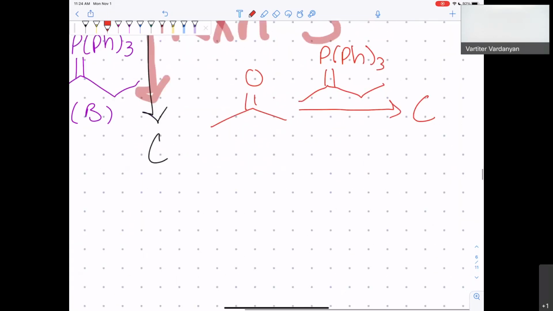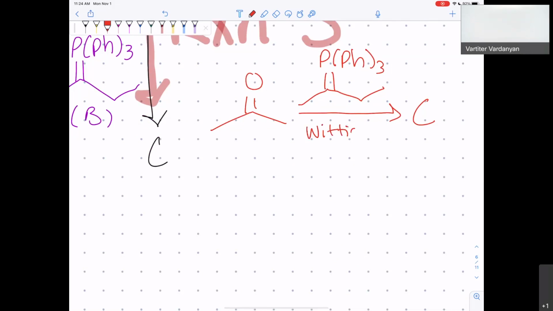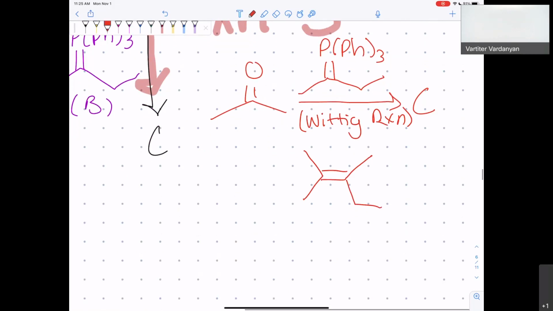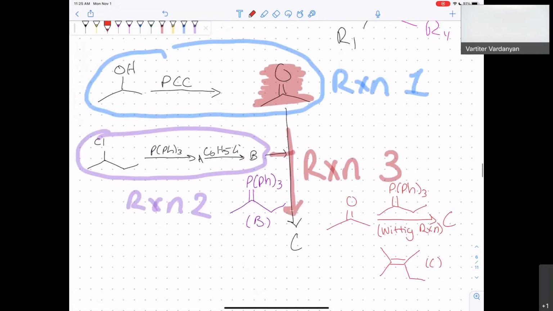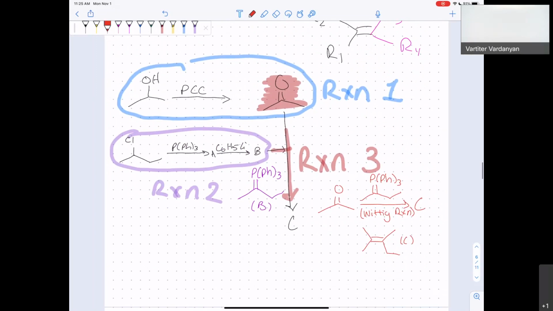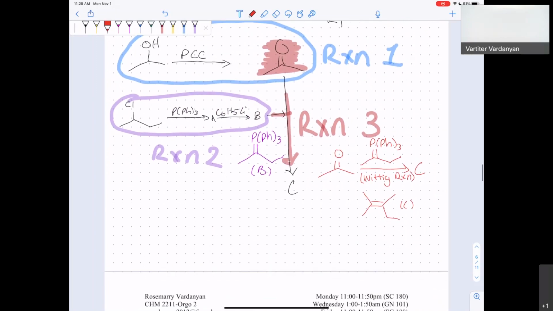So I'm going to zoom in. I'll zoom back out at the end. So this is the Wittig reaction. And all we're doing is cutting off the arms and legs, right? So we have two methyl groups attached to one carbon. And on the other carbon, we have one methyl and one ethyl. So ta-da, this would be product C. And I can zoom out so you can see the whole thing. There we go.